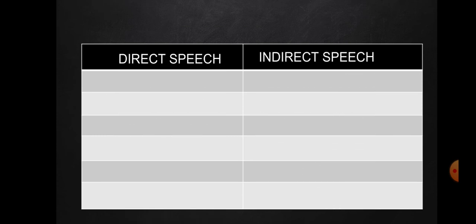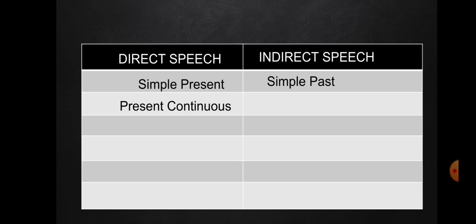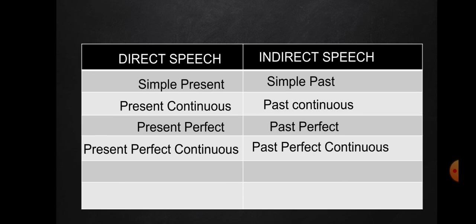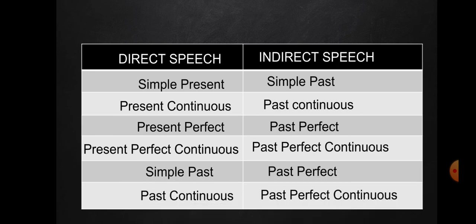So now here we've just put the changes in the form of a table. Simple present tense changes to simple past tense in indirect speech. Present continuous changes to past continuous. Present perfect changes to past perfect. Present perfect continuous changes to past perfect continuous. Simple past changes to past perfect. Past continuous changes to past perfect continuous.